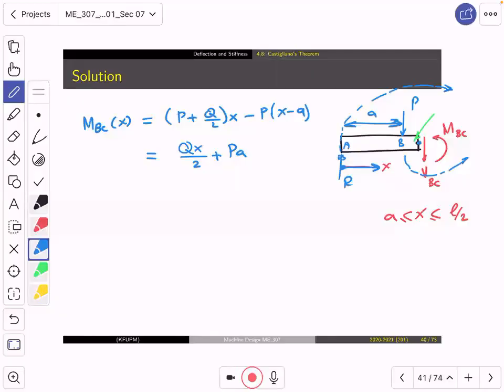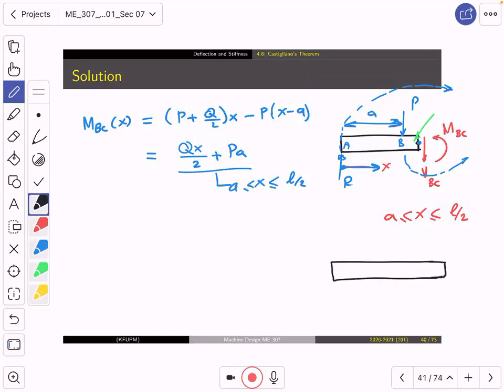Okay, so we got the equation for M between B and C. However, you should also remember that this equation is valid for X less than L over 2 and greater than or equal to A. Now, the next segment is to consider the beam after the force Q.